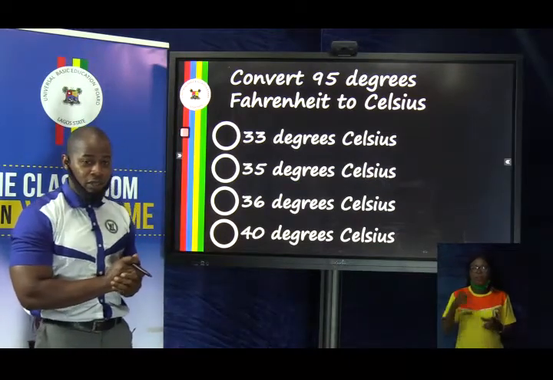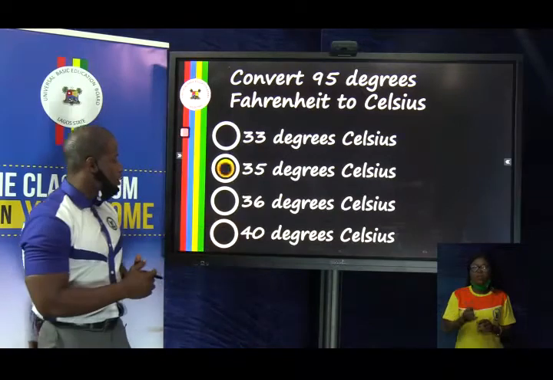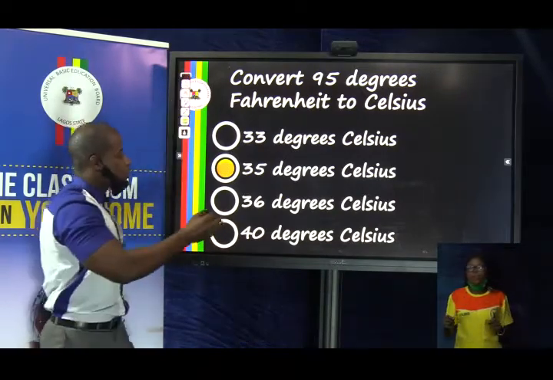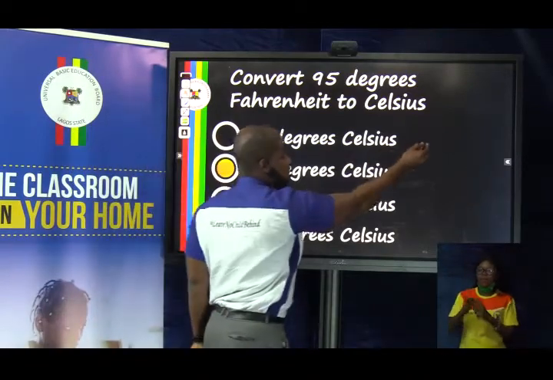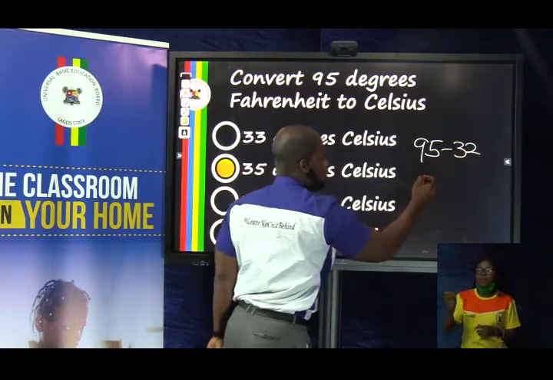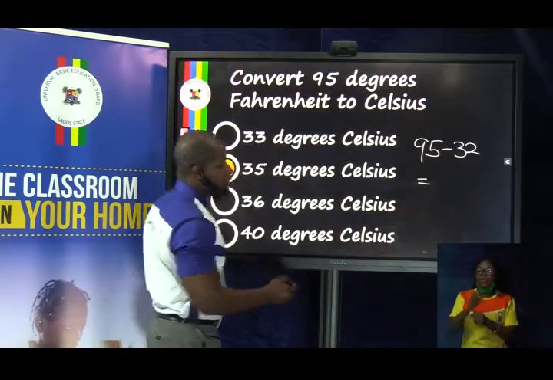Have you selected your answer? Well, let's see which one is the correct answer. The correct answer is 35 degrees. Let's see the working to this. Fahrenheit back to Celsius, shed of the 32. So you subtract 32 and you get what? You get 63.